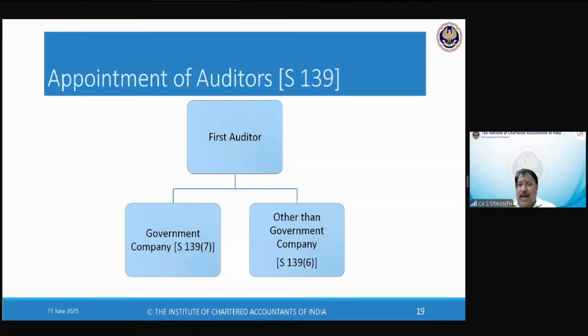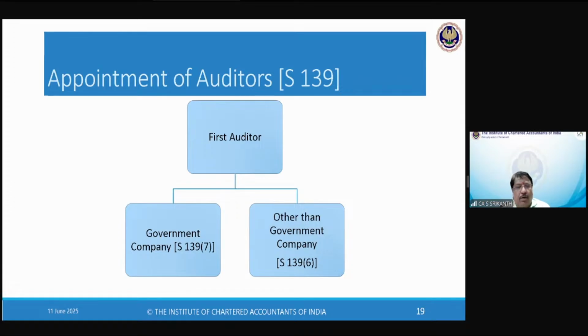Now, there are two categories of appointment. One is appointment of the first auditor. First auditor means, the first time, when the company is incorporated, immediately on incorporation, within a deadline, the company should have an auditor. At that time, we cannot have a general body meeting. So the board of directors is given the power.